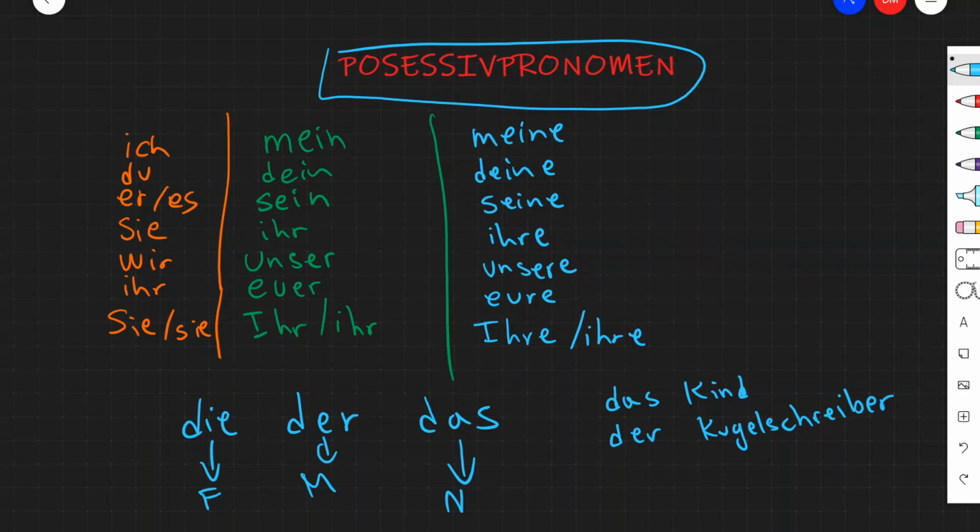So, if you want to say the possessive form of the pen and the child in German, you have to use this column. Mein Kind, dein Kind, sein Kind, my child, your child, his child or its child, etc., down the column. Same goes for the Kugelschreiber, so the pen. Mein Kugelschreiber, dein Kugelschreiber, sein Kugelschreiber, which is my pen, your pen, his pen, and so on and so forth.